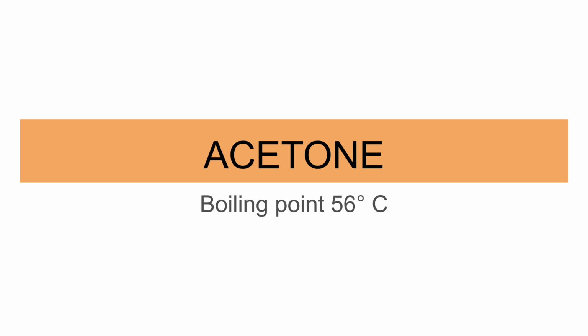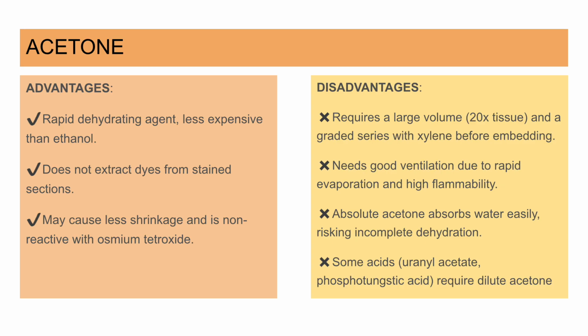Next is acetone with a boiling point of 56 degrees Celsius. Acetone is a rapid dehydrating agent. It is less expensive than ethanol, and it does not extract dyes from stain sections. It may cause less shrinkage and is non-reactive with osmium tetroxide. However, it requires a large volume, 20 times the tissue sample, and a graded series with xylene before embedding.